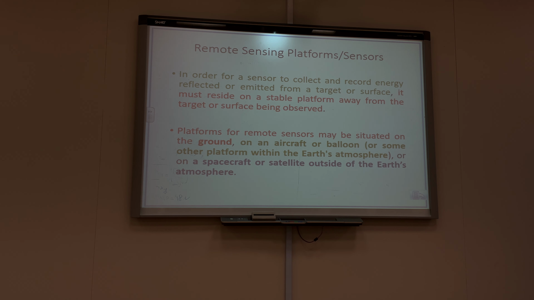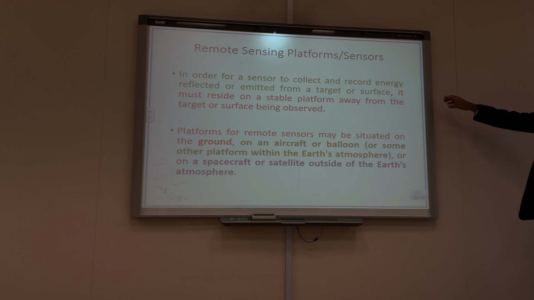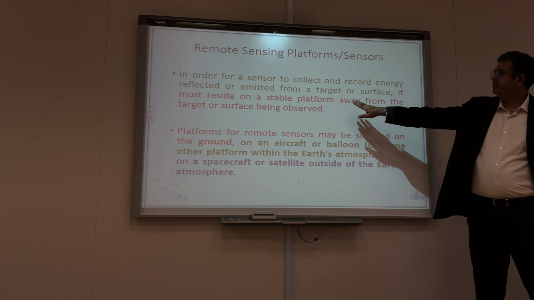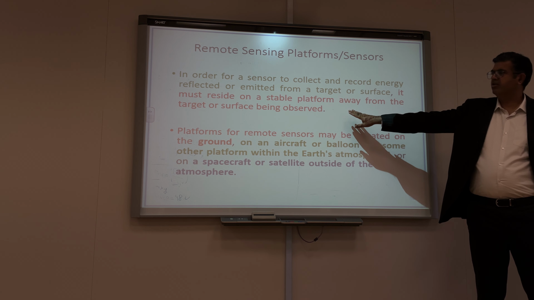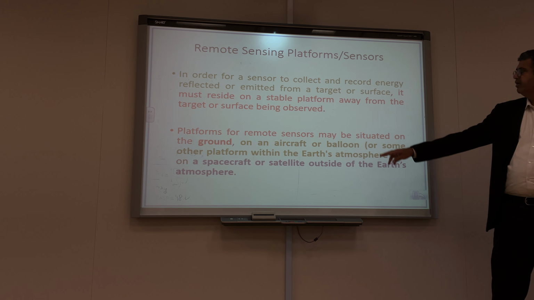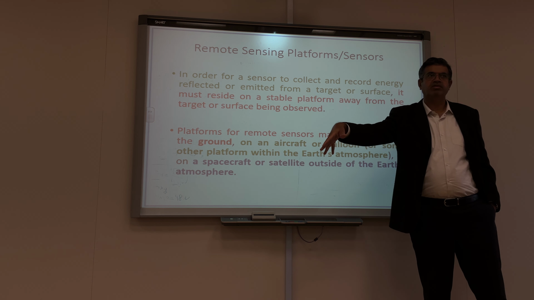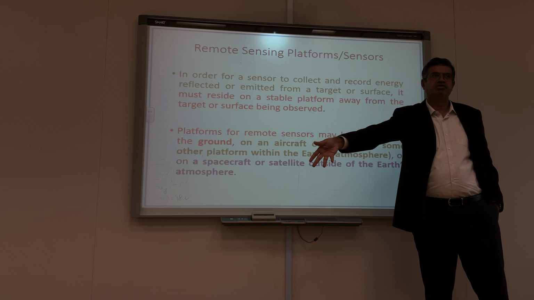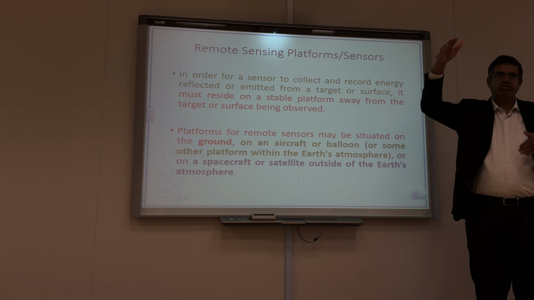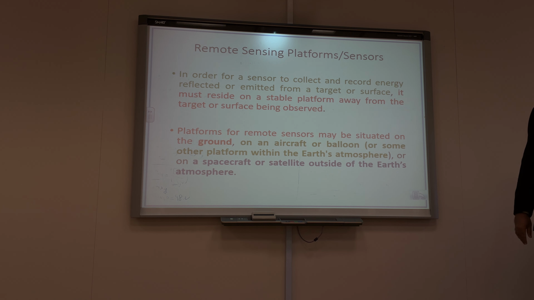So it says here that the sensor must be on a stable platform away from the target or surface being observed. If it is attached to the surface being observed, then it is not remote sensing. There has to be some distance between the target and the sensor. Then only it will be called remote sensing.